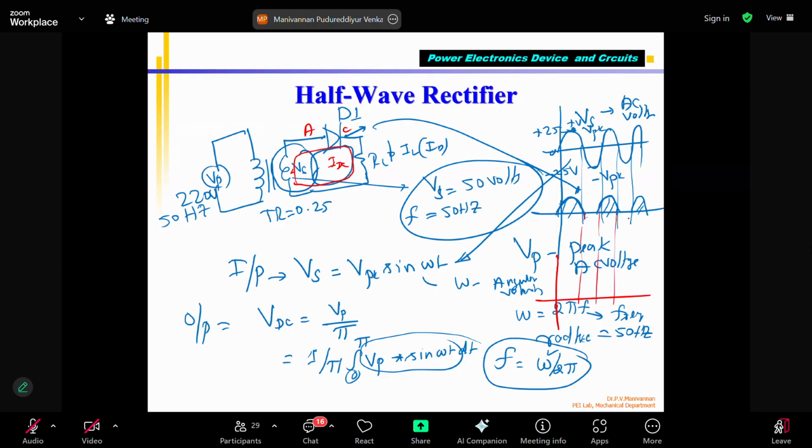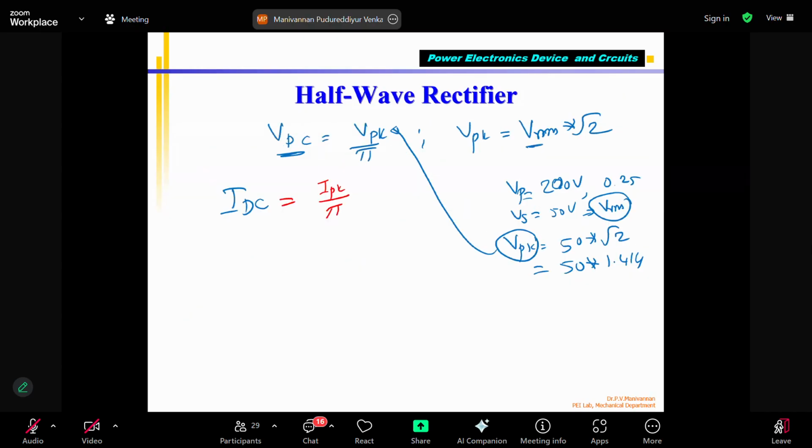Half of cycles only. Pulsating current. This is the I peak. Okay. This is I peak. Current also varying because voltage varying sinusoidally. Okay. Now, please note down the formula. You can expect problem in the exam.